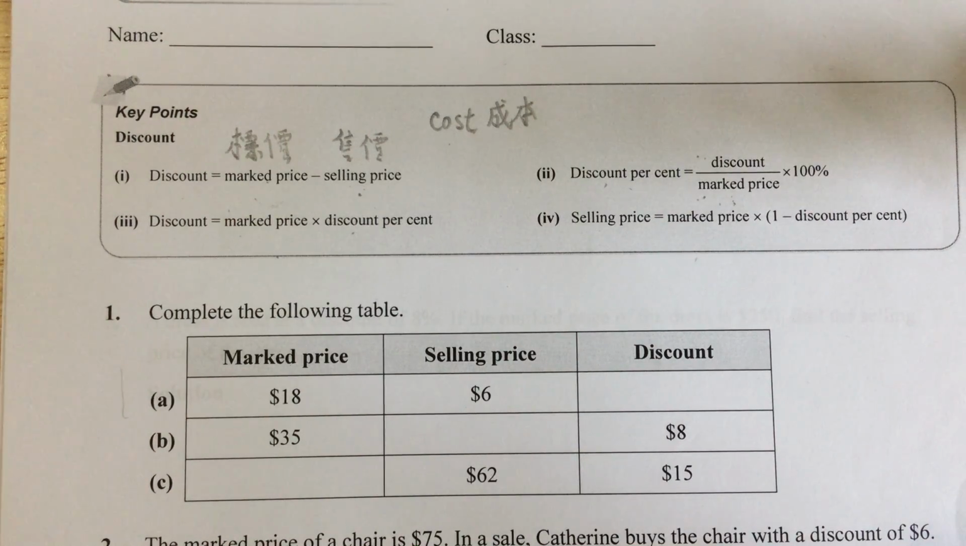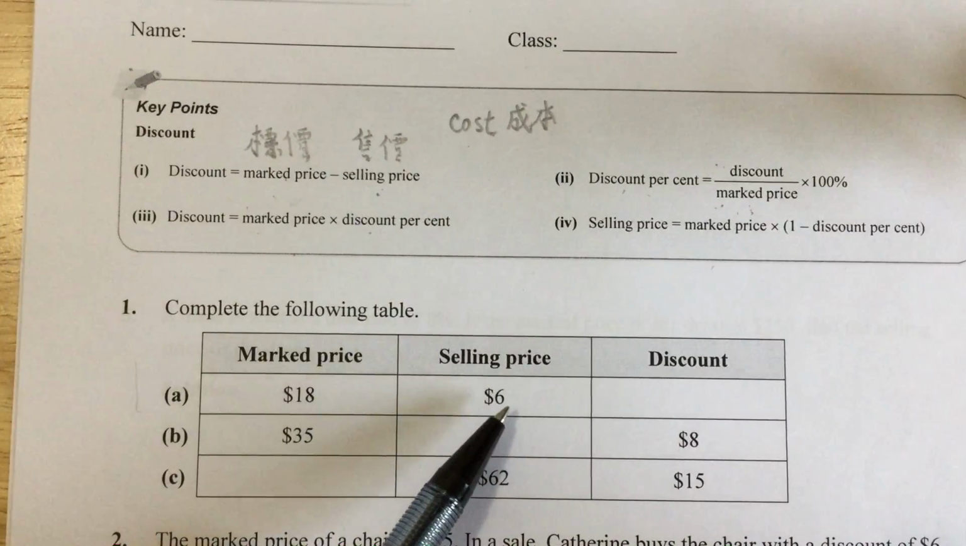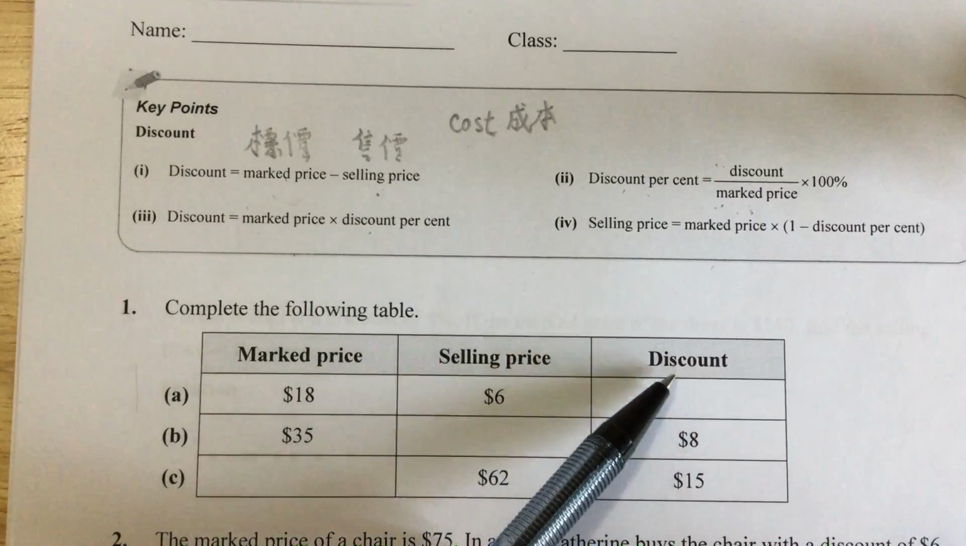Okay, hello all. In this video, we are going to talk about some basic problems about discount questions. In the last video, we told you the meaning of discount, mark price, and selling price. So, let us do some examples to make you understand what I'm talking about. For example, in the real world, I mark something at $18, but I sell it for only $6. So what is the discount we have?